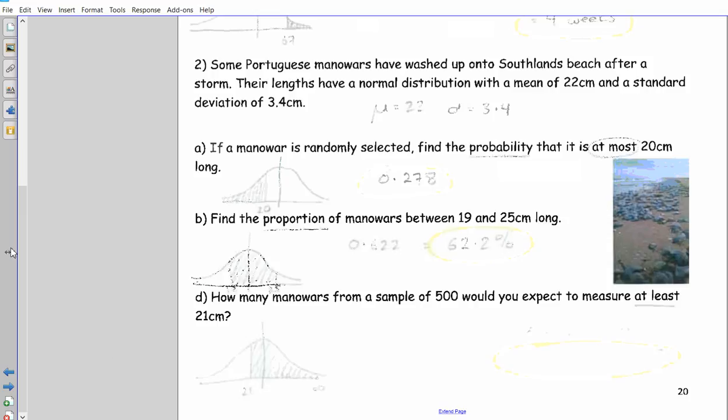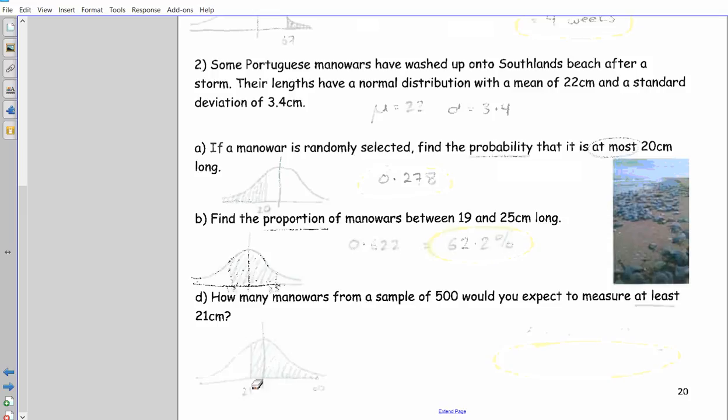Lastly, for this one, question C, but it says D. How many man-o-wars from a sample of 500 would you expect to measure at least 21 centimeters? So this is where we need to work out the probability first, and then times by 500 to work out the expected number of man-o-wars. So at least 21 centimeters, again, remember our mean is at 22. So 21 would be to the left, so mark in that line there. And at least 21 centimeters means higher, so this area to the right.